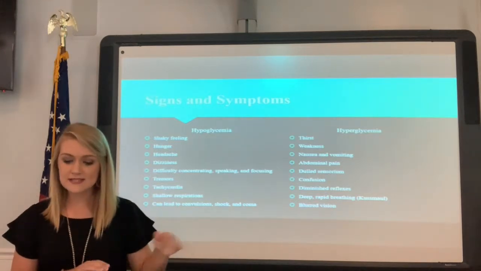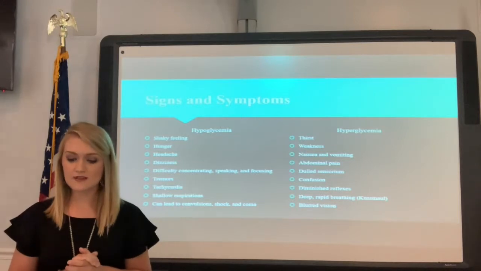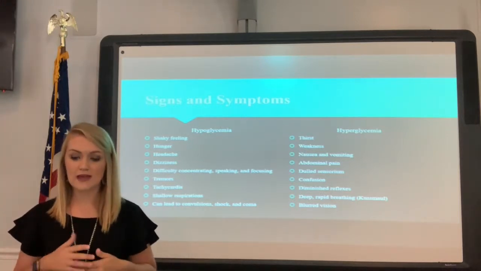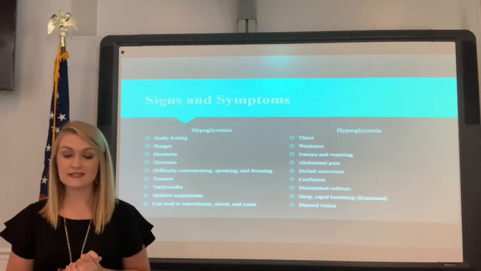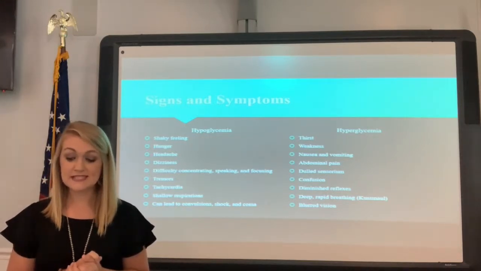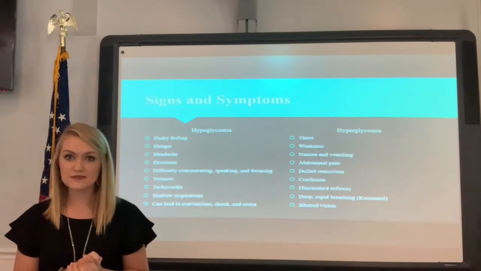And then hyperglycemia: they have thirst and weakness, may have some nausea and vomiting, some abdominal pain, dulled sensory, confusion, diminished reflexes, deep and rapid breathing, so that's Kussmaul's breathing, and blurred vision.